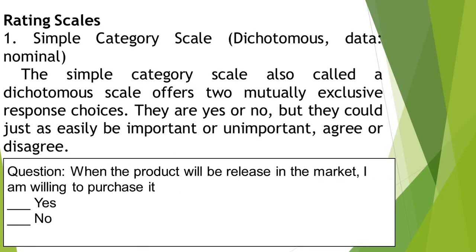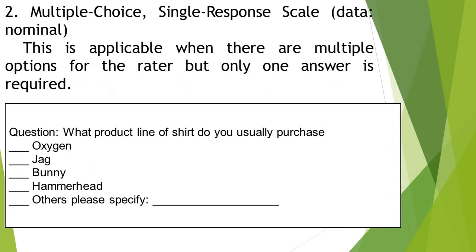So here are the different rating scales. The simple category scale, dichotomous data, is nominal. The simple category scale, also called the dichotomous scale, offers two mutually exclusive response choices. They are yes or no, but they could just as easily be important or unimportant, agree or disagree. Example: when the product is released in the market, I am willing to purchase it. You only answer yes or no. Since it is nominal, you cannot say that no is higher, or vice versa. So that is a nominal type of data.